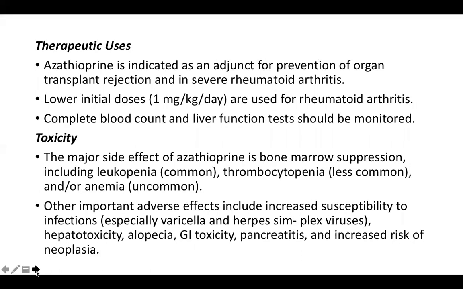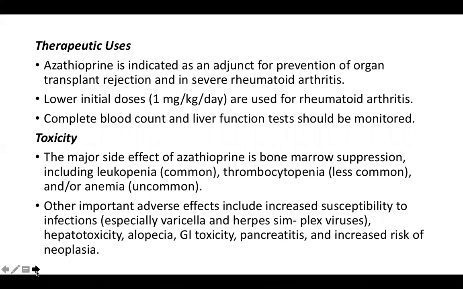Then the therapeutic use of azathioprine. Azathioprine is indicated as an adjuvant for prevention of organ transplant rejection and in severe rheumatoid arthritis. Lower initial doses are used for rheumatoid arthritis, and a complete blood count and liver function tests are to be monitored so that it does not get into its toxic effects.